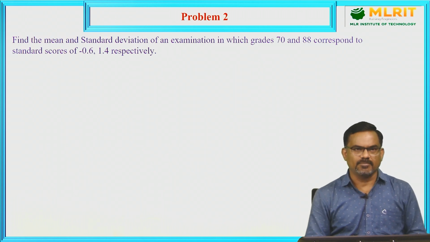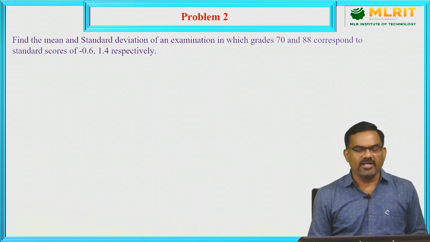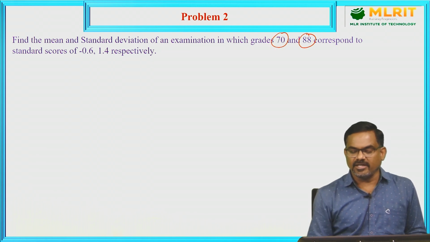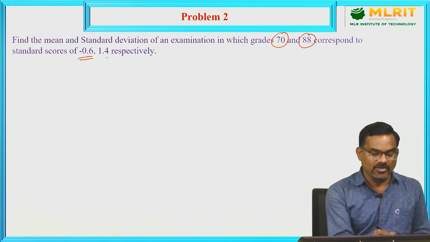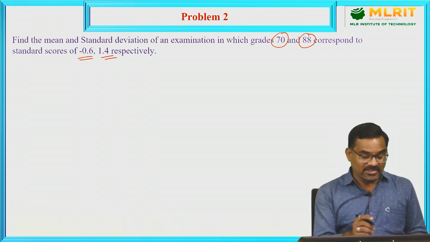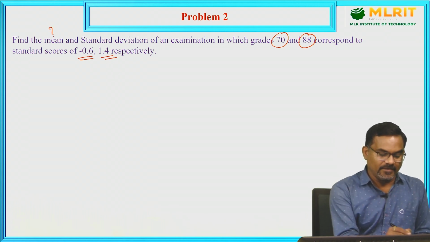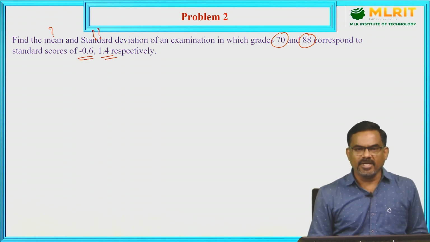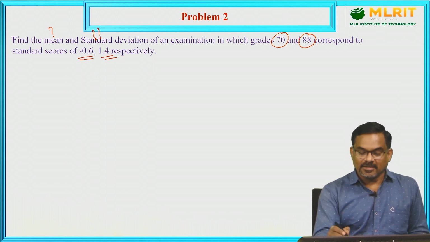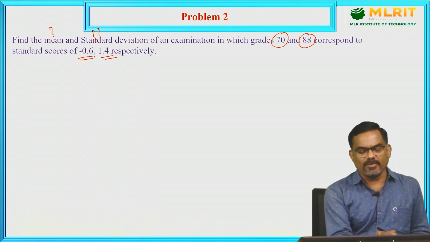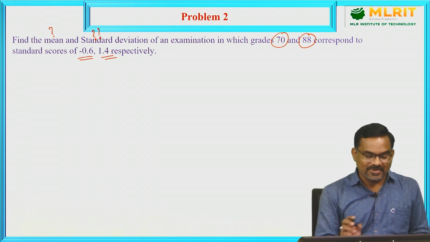Now, coming to the second problem: find the mean and standard deviation of an examination in which grades 70 and 88 correspond to minus 0.6 and 1.4 respectively. Here, it is required to find the mean and standard deviation, so we need to calculate the mean mu and standard deviation sigma. And what is the given data? The grades 70 and 88 correspond to standard scores of minus 0.6 and 1.4.